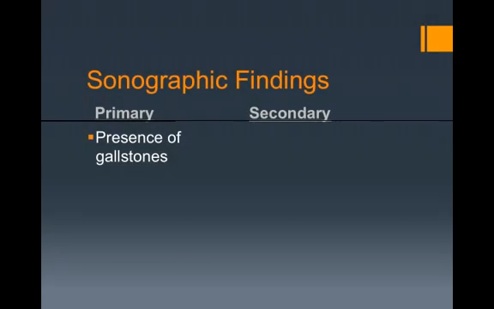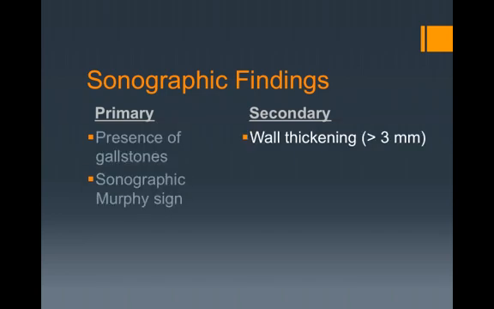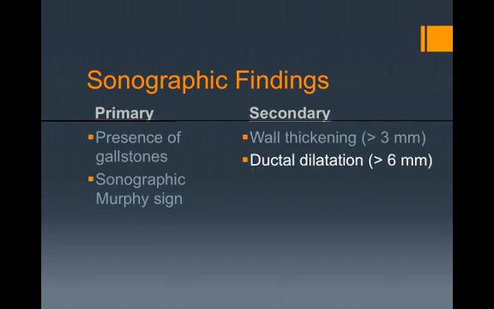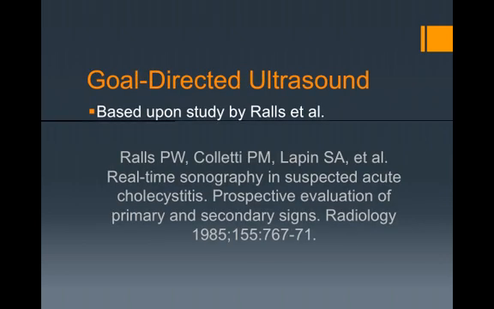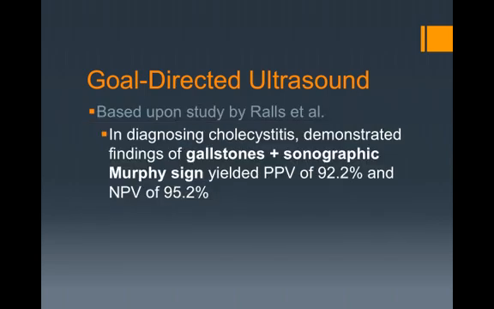During bedside ultrasound examination of the gallbladder, the following findings may be seen: presence of gallstones, a sonographic Murphy sign, gallbladder wall thickening, ductal dilatation, pericholecystic fluid, biliary sludge, or an emphysematous gallbladder. However, the landmark study by Rawls and others found that the presence of gallstones in combination with a sonographic Murphy sign yielded a positive predictive value of 92.2% in the diagnosis of cholecystitis. Negative findings, no stones and no Murphy sign, were associated with a negative predictive value of 95.2%.